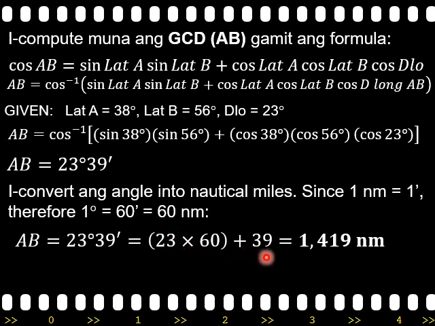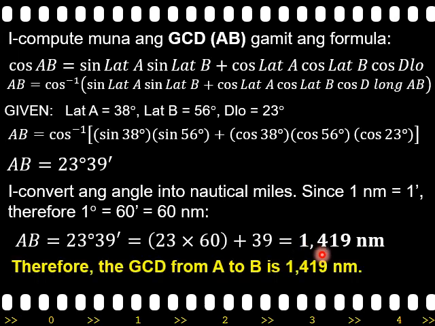Kaya naging 23 times 60 plus 39. So, we have 1,490 nautical miles. So, that means this is your final answer. So, this is the GCD from point A to B, which is 1,490.